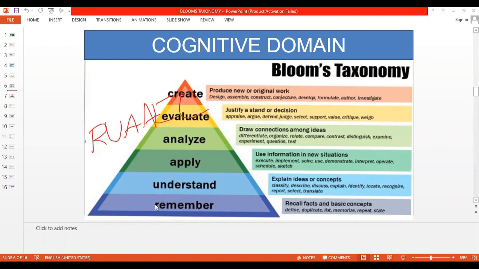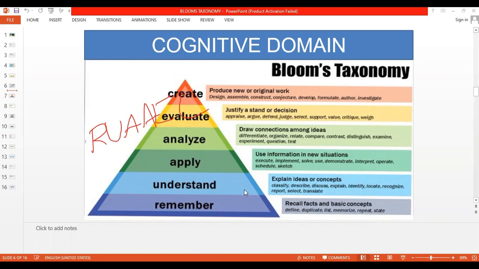So now let us see. Remember relates to recalling facts and basic concepts. The attributes are define, duplicate, list, memorize, state. And after remembering, the next level is understanding. Here the attributes are classifying, describe, discuss, explain, identify, locate, recognize, report, select, and translate.